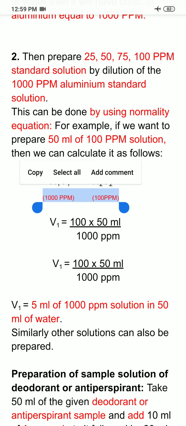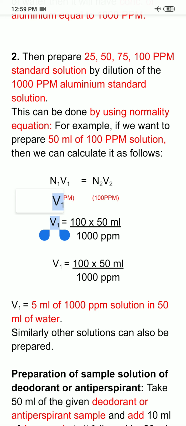You want to prepare 50 ml of 100 ppm solution from 1000 ppm solution. So you need to know how much volume of 1000 ppm solution you need to prepare 50 ml of 100 ppm solution. That can be calculated by calculating the value of V1.